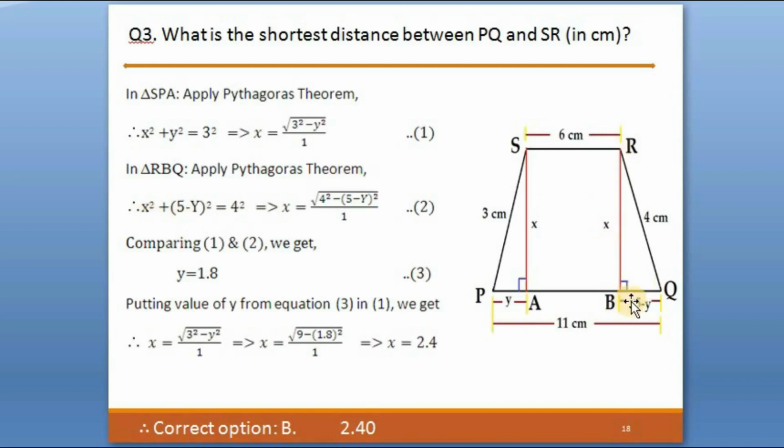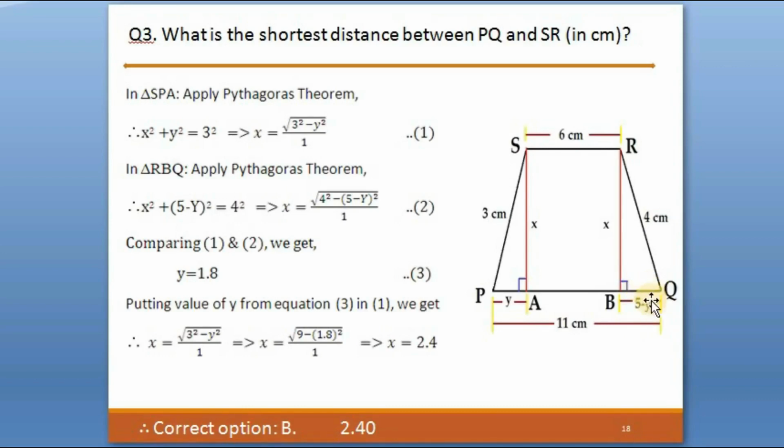Now here there is basically a trick. Since SR is 6, we can take the projection of that, which is AB. So AB will be 6. Then the leftover portion will be 5, because 11 minus 6 is 5. So if PA is assumed as y, then naturally BQ will be 5 minus y. Now this is the trick. We must know how to solve such types of questions, right?